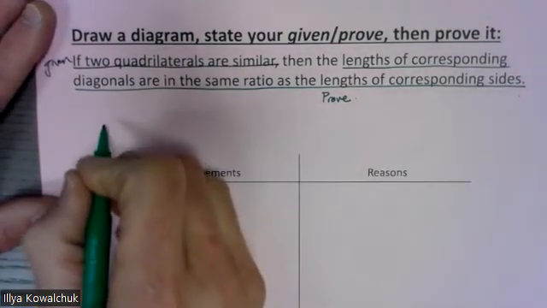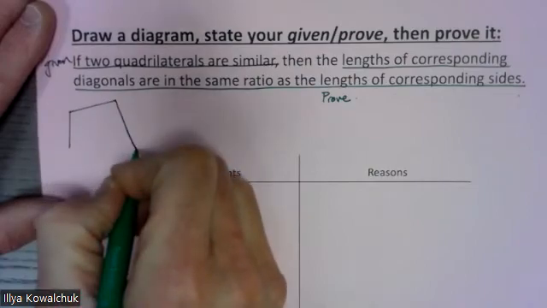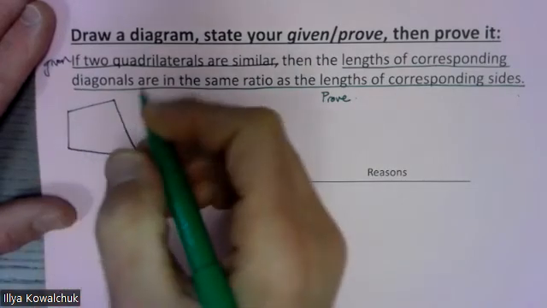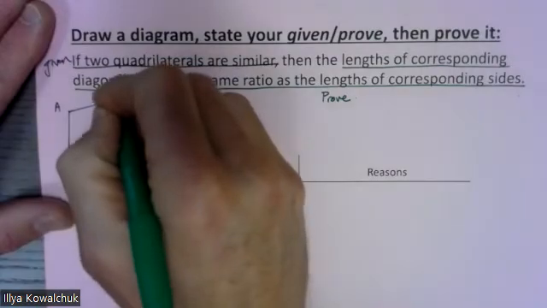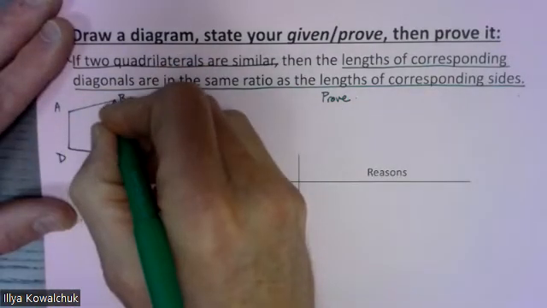All right, so let's draw a diagram. We got 2 quadrilaterals that are similar to each other. A, B, C, D, with diagonals.